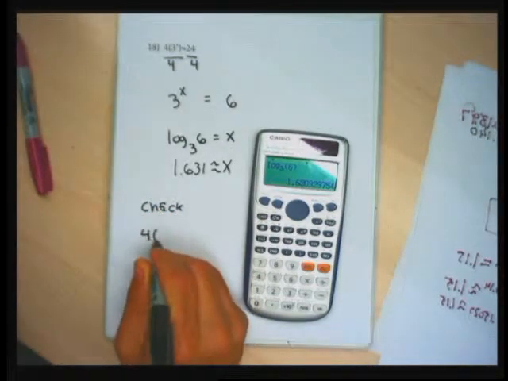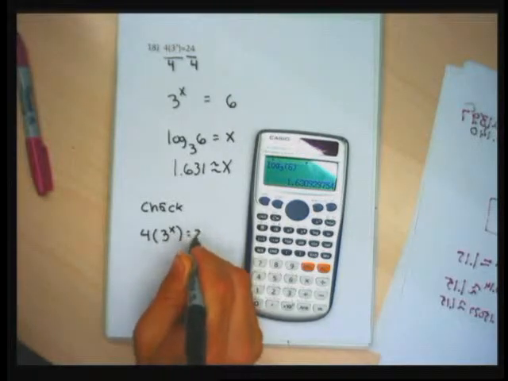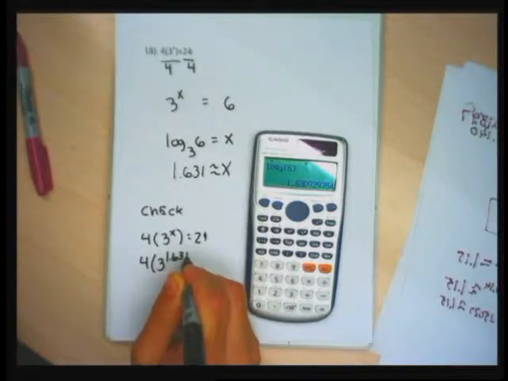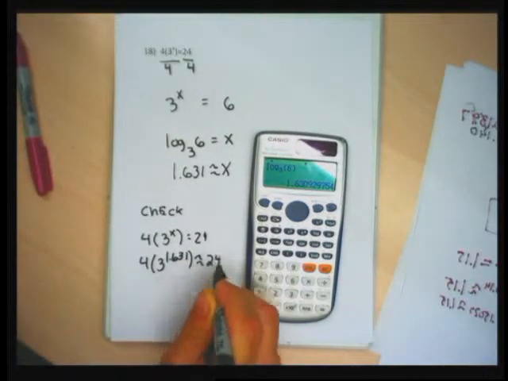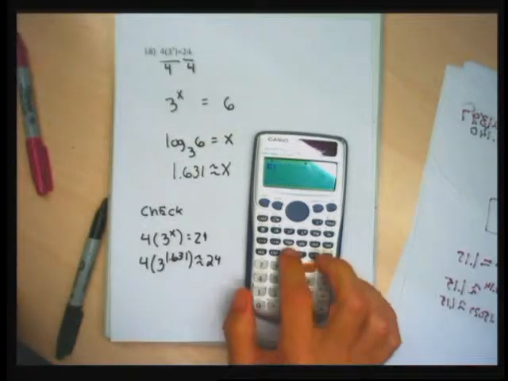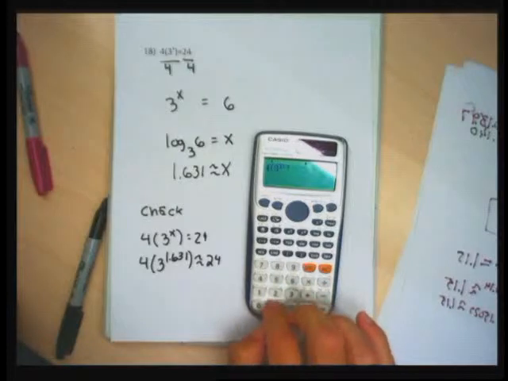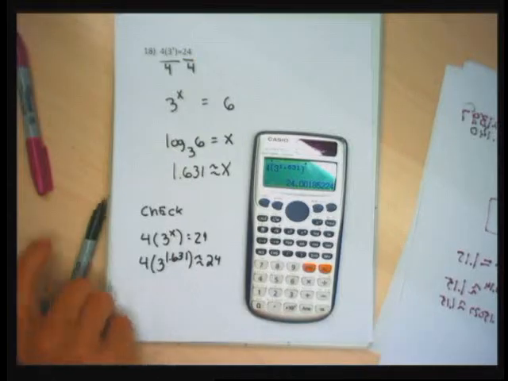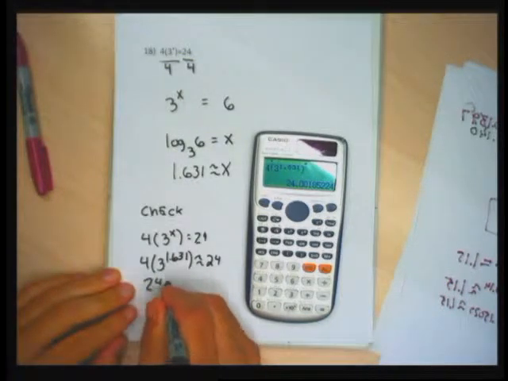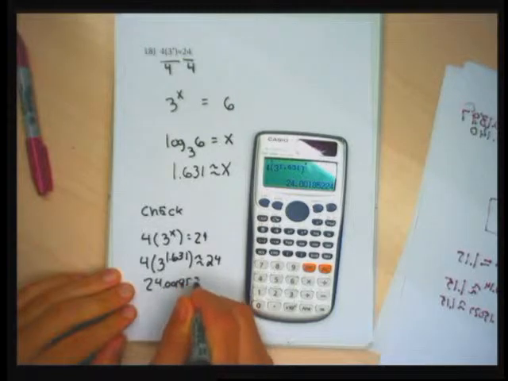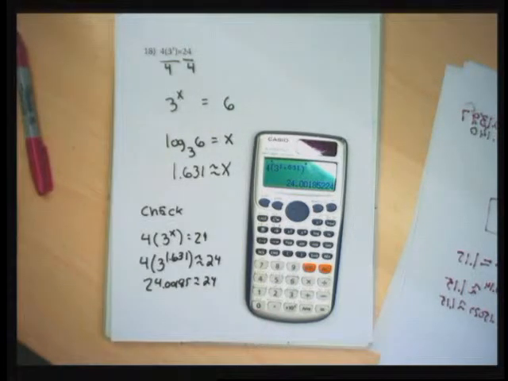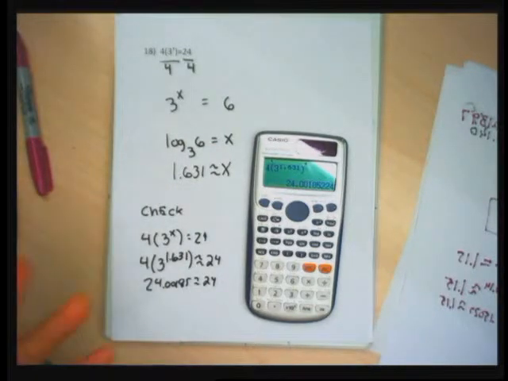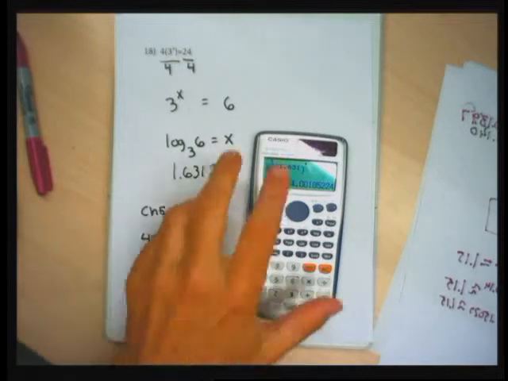The original problem is 4 times 3 to the x equals 24. So I'm going to see if 4 times 3 to the 1.631 power is about 24. So 4 parentheses 3 exponent 1.631. Close out my parentheses, and I get 24.001, 24.00185. And again, that's approximately 24. I don't expect an exact check because it's a rounded answer, but it's good enough. If I round 24.001 to the nearest integer, it rounds to 24.